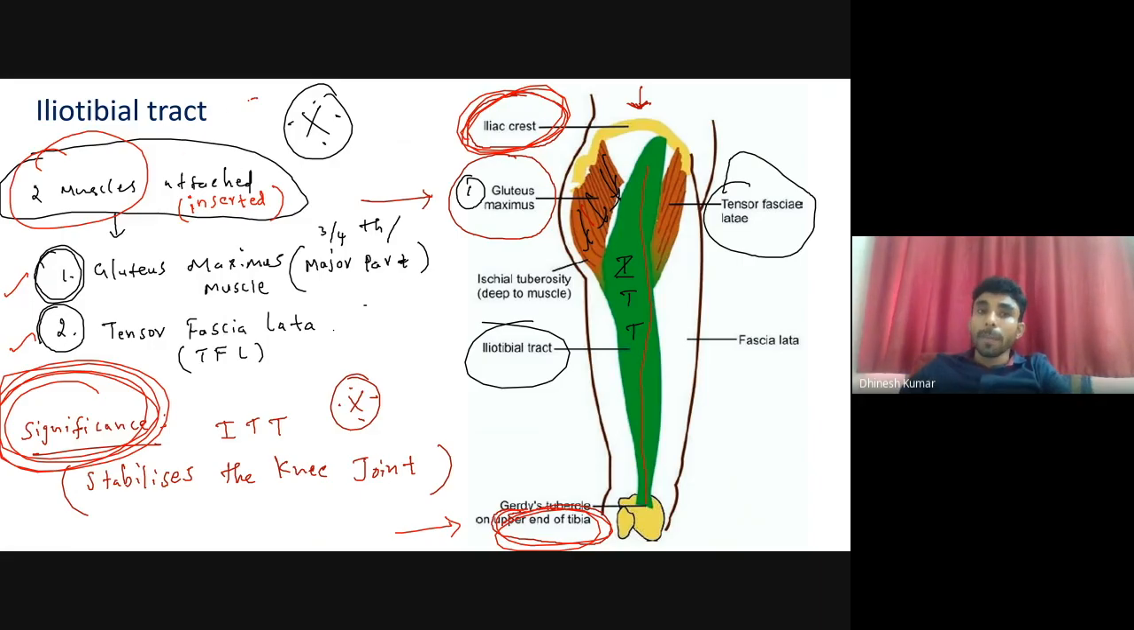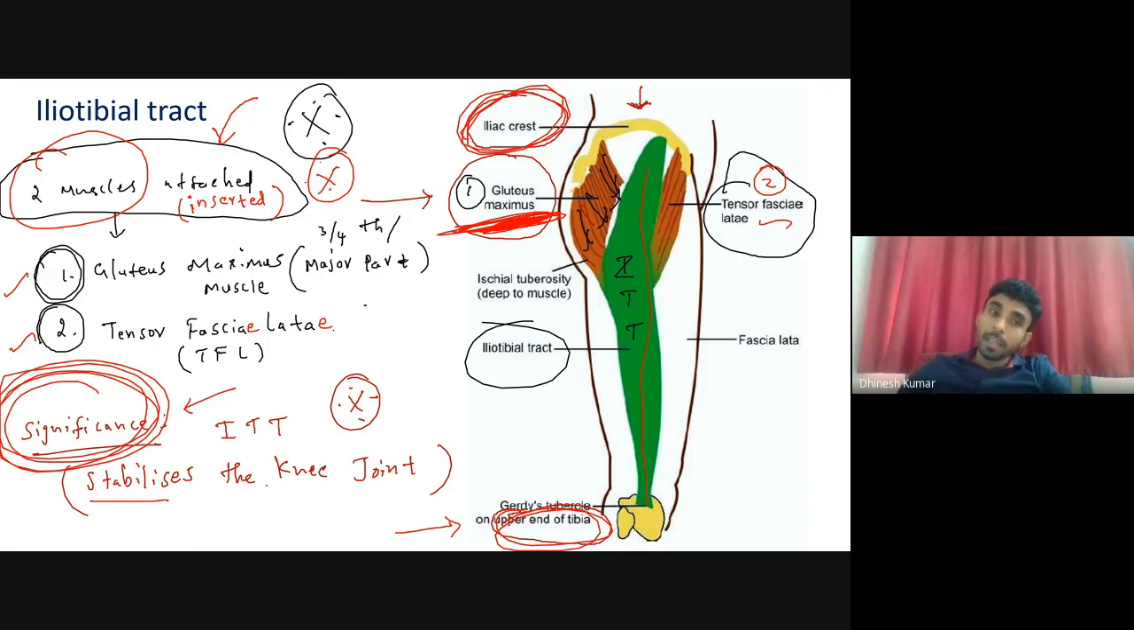Now coming to another subquestion, the usually asked subquestion. What are the two muscles attached or inserted into it? As you see here, gluteus maximus, the major part, three-fourths of the gluteus maximus muscle, and another muscle is tensor fasciae latae. So remember the two muscles attached into the iliotibial tract: major part of gluteus maximus and the tensor fasciae latae.